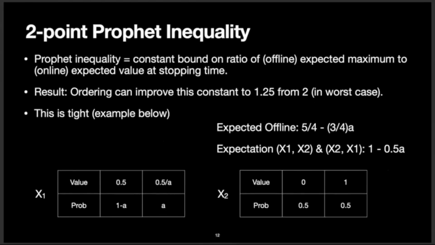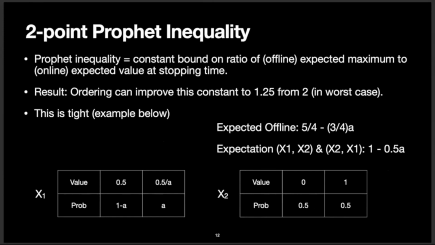Finally, we have a result on 2-point profit inequality. So as a reminder, the profit inequality is a constant bound on the ratio of the offline reward, which is the offline expected maximum, with the expected reward of the online algorithm. So in the worst case, the 2-point profit inequality is 2. And this can be improved to 1.25. So we give an algorithm for doing this, but we don't have time to talk about it. And in fact, this is a tight bound.